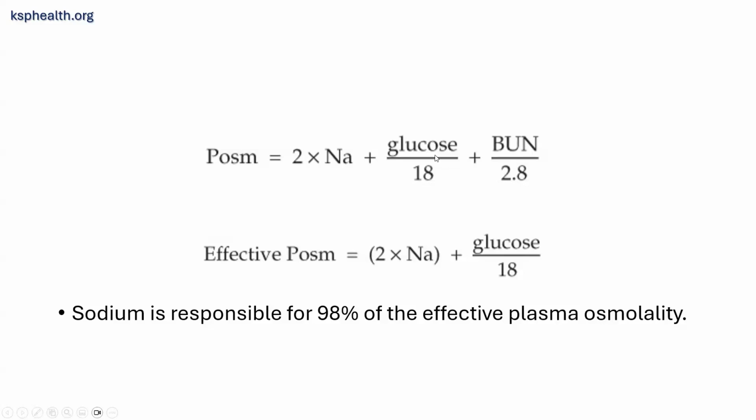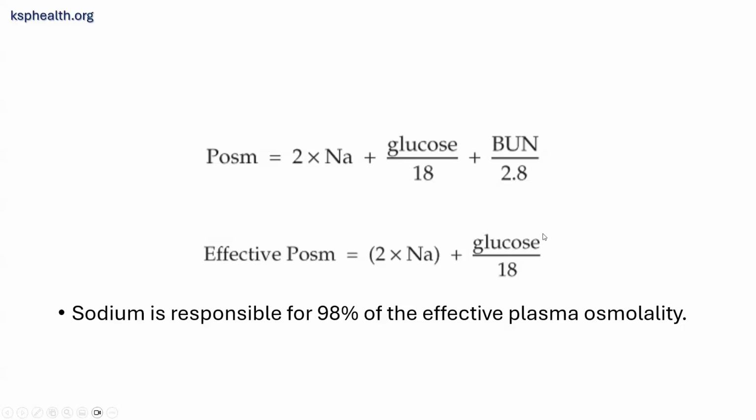So 2 times sodium, plus glucose over 18, plus BUN over 2.8 gives the plasma osmolarity. Out of these three elements, the blood urea nitrogen traverses across the membrane freely. So it does not contribute to the tonicity, even though it contributes to the osmolarity. Tonicity is the one that determines the movement of fluid across the semi-permeable membrane. So the effective plasma osmolarity is contributed by sodium and glucose.